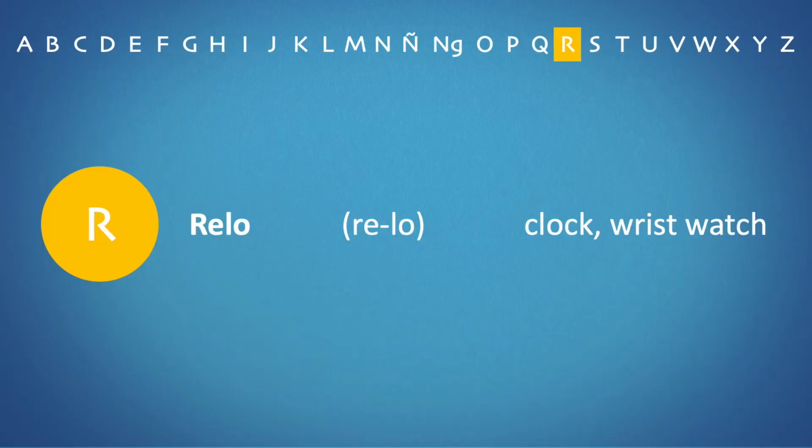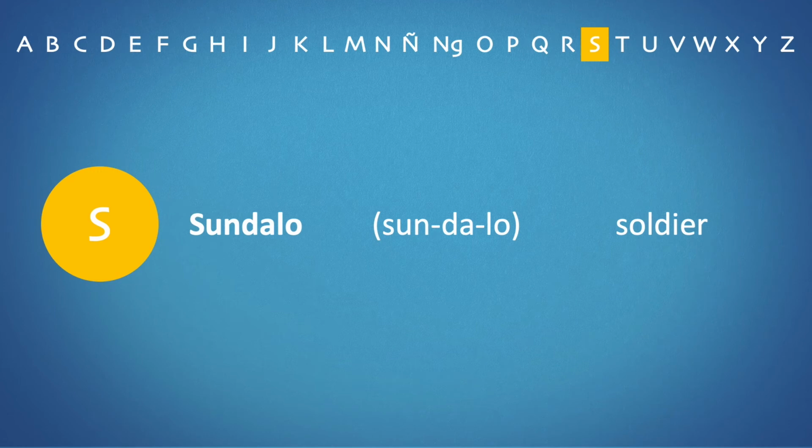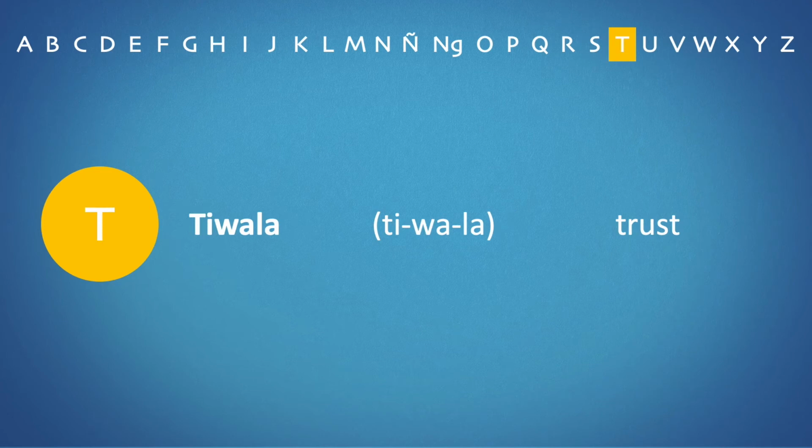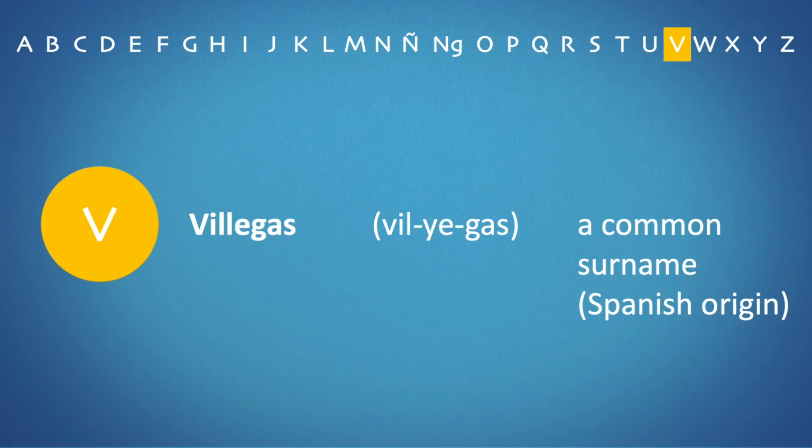Letter R. Relo, wristwatch or clock. Letter S. Sundalo, soldier, not sandalo. Letter T. This letter is not aspirated. Tiwala, trust. Letter V. Villegas, a common Filipino surname of Spanish origin.